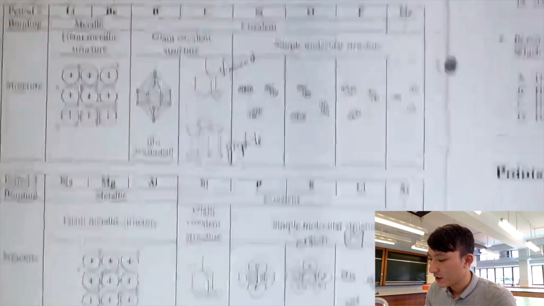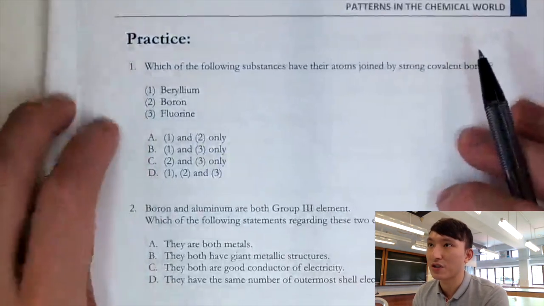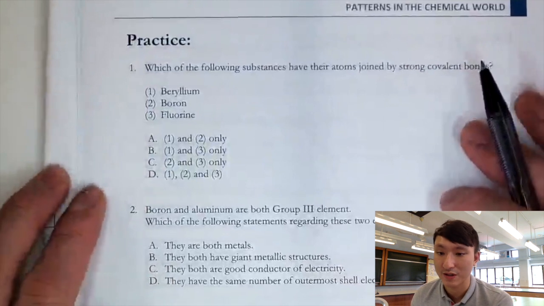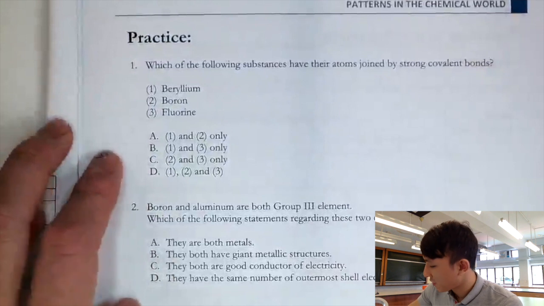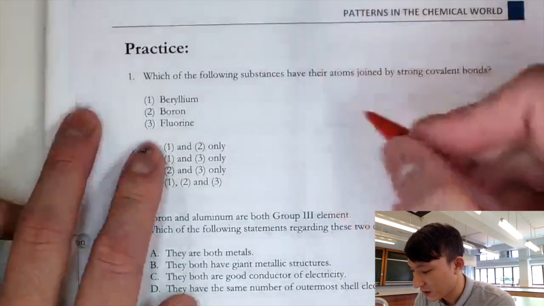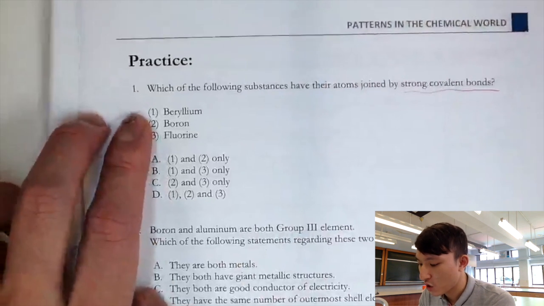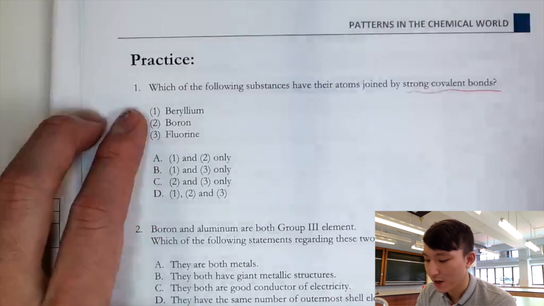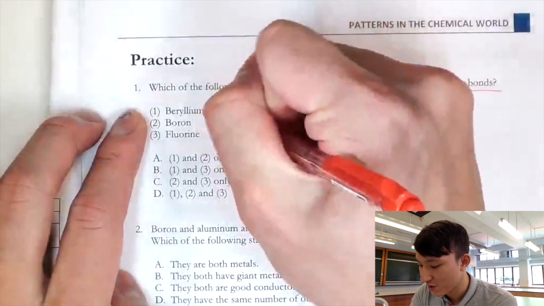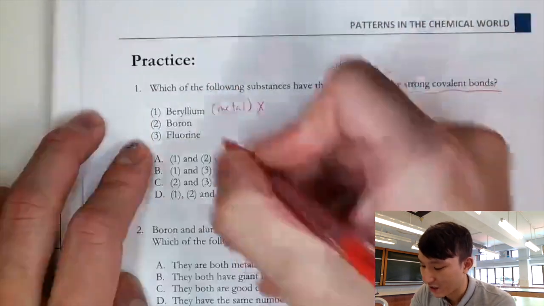Okay, so two quick practice questions. Again, pause the video. Try to go through this question or try to do it yourself before looking at my explanation. So, this one: which of the following substances have their atoms joined by strong covalent bonds? We have to check their bonding and structure. For beryllium, it is a metal, so of course this is not the case. If you know that it is not the case, you already choose C, okay?